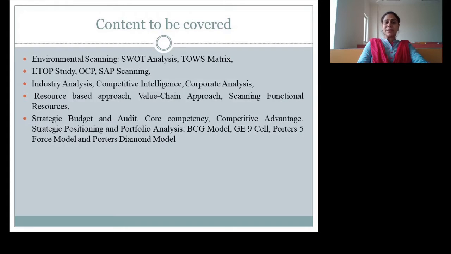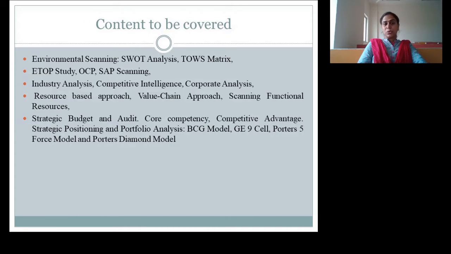Environmental scanning will basically focus on the SWOT analysis and the TOWS matrix. The TOWS matrix is just the opposite of the SWOT matrix. As you know, SWOT stands for strengths, weaknesses, opportunities, and threats analysis, and TOWS stands for threats, opportunities, weaknesses, and strengths matrix. We also come to the ETOP study, OCP, and SAP scanning.